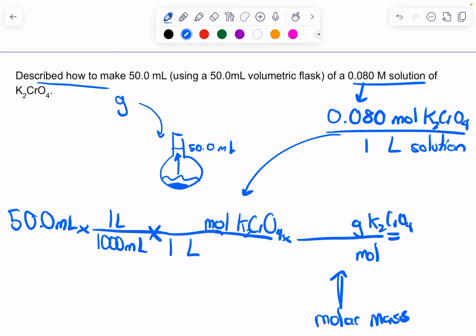So 0.08 moles per liter, and then potassium chromate. I'm just going to Google this one. It is 194.1896 per 1 mole.